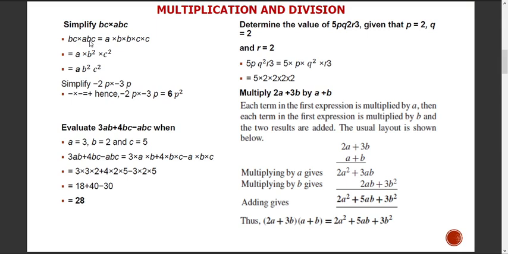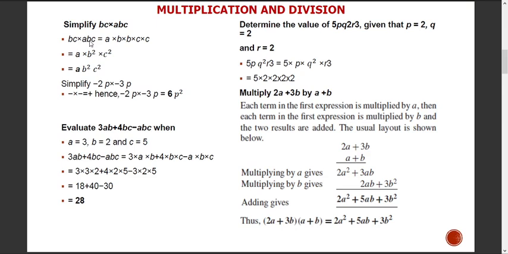So negative 2 times negative 3 gives us a positive 6. Then also p times p will give us p squared. So with that, we can have another example: evaluate 3ab plus 4bc minus abc, when a is 3, b is 2, and c is 5.